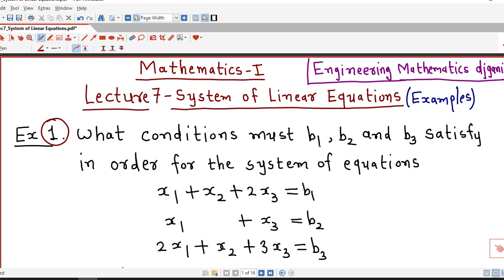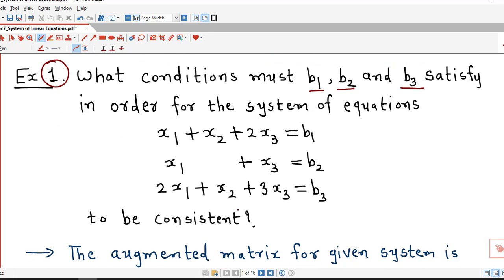What conditions must b1, b2 and b3 satisfy in order for the system of equations to be consistent? So here we are given a system of three linear equations in three variables x1, x2 and x3, and the constants on the right hand side are not given. They are unknown constants b1, b2 and b3.